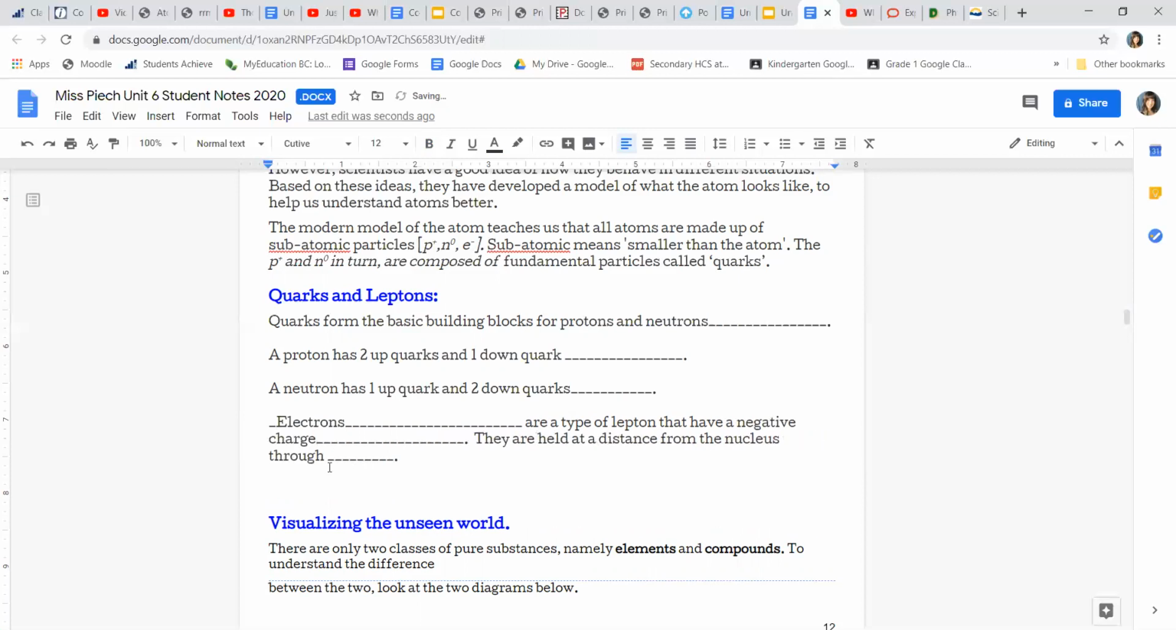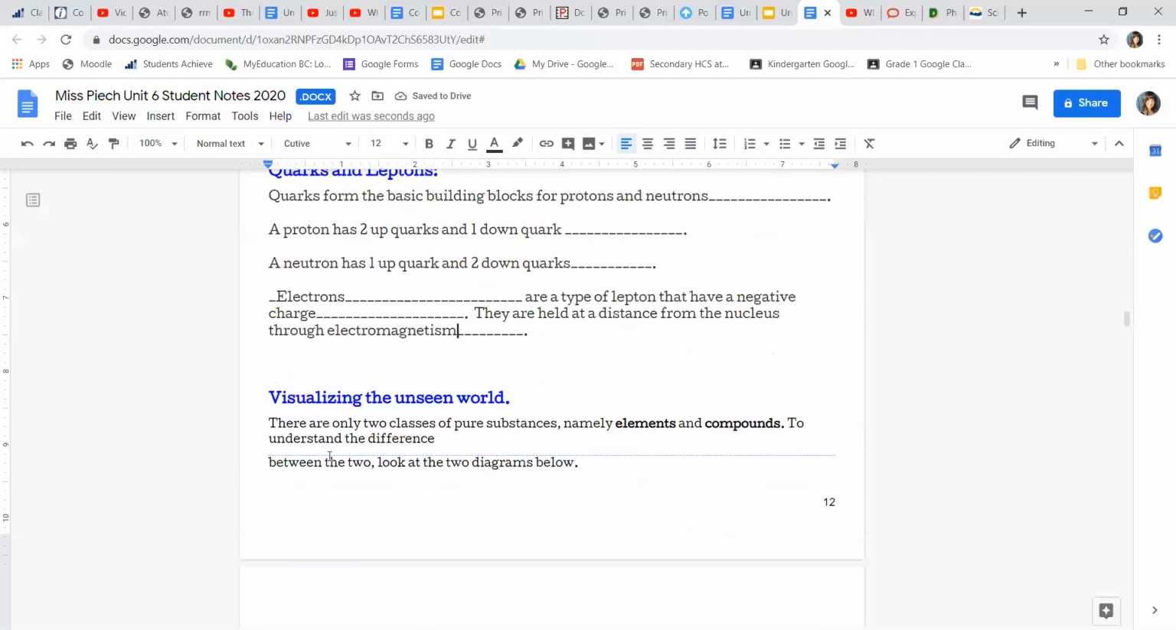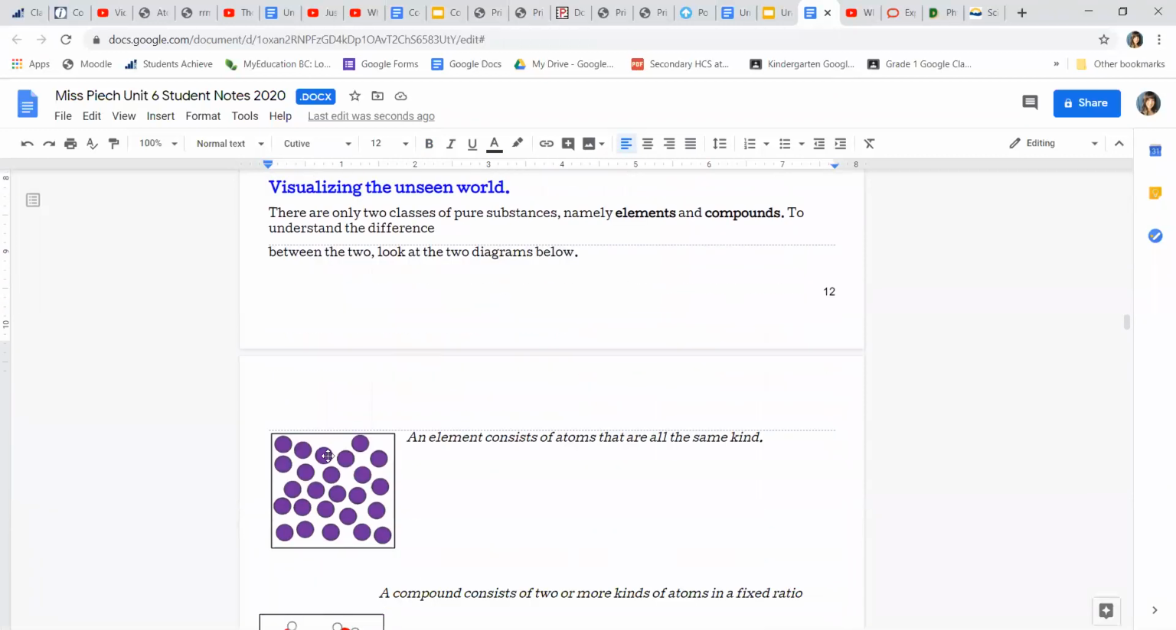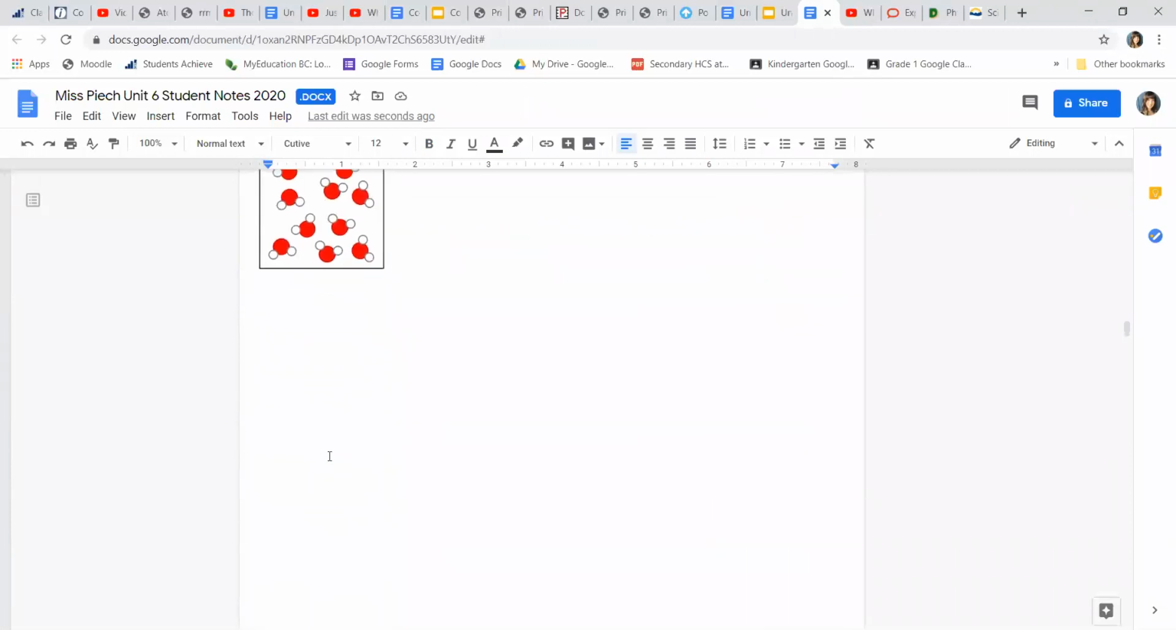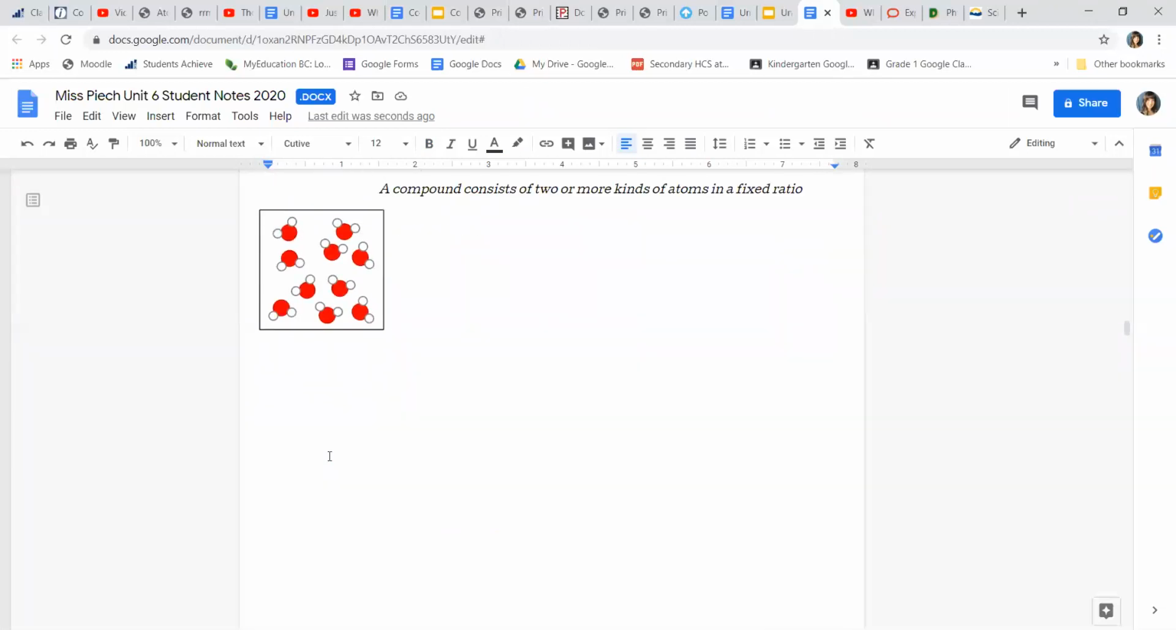They're held at a distance from the nucleus through, oh my goodness, magnetism. There we go. All right, so that's the basics there. And then looking at elements and compounds. So the next little bit here, there's going to be a few questions for you to be able to dig into yourself.